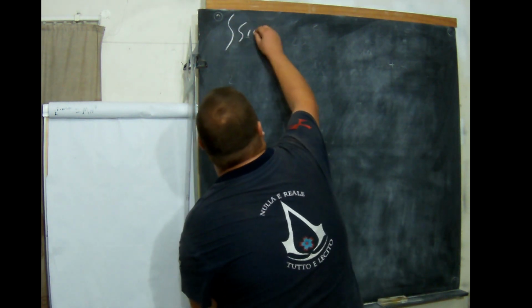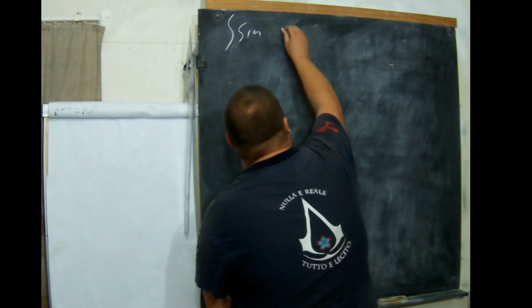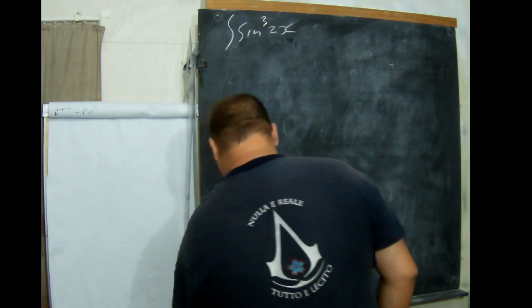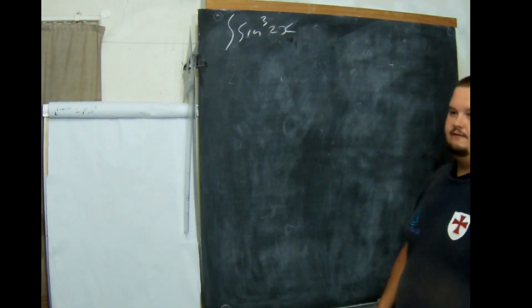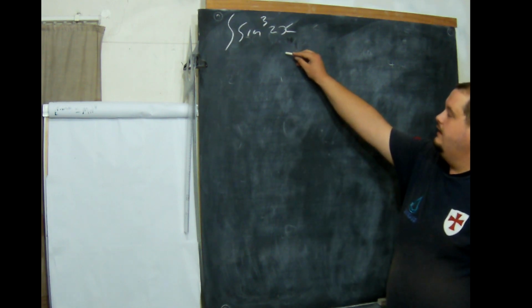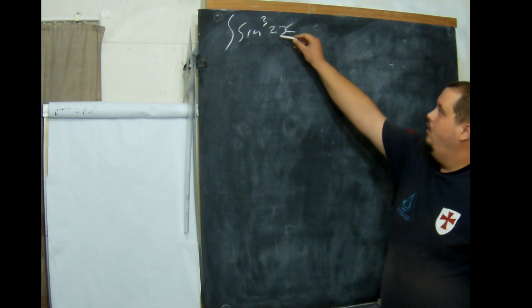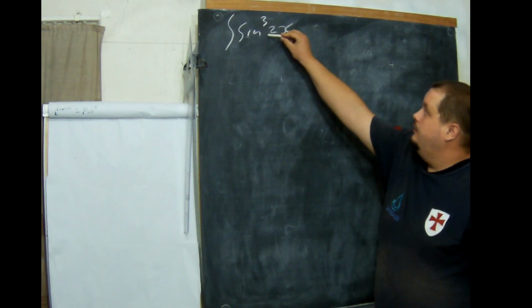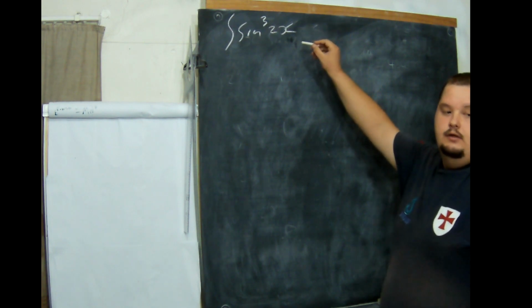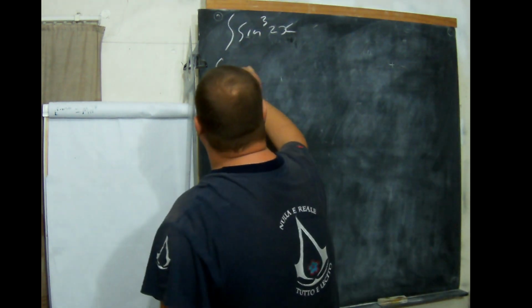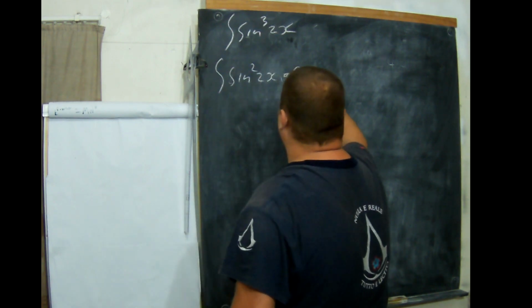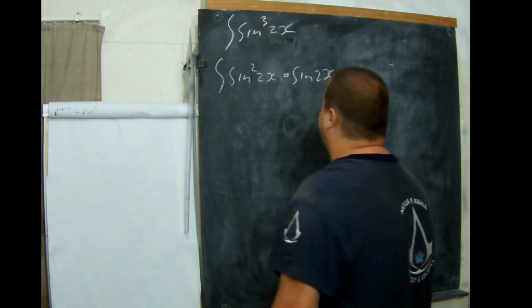Okay, sine cubed 2x. First things first, what we have to do with this is state that the method is to split this into sine squared and sine. That's the method. So sine squared 2x multiplied by sine 2x.